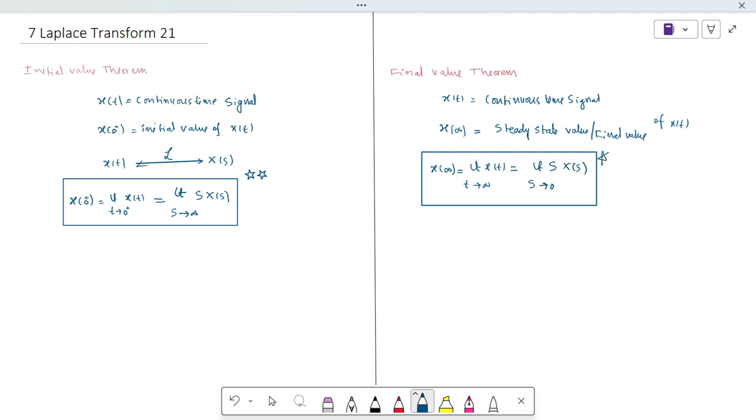So these are very, very important theorems. So that is about the properties of the Laplace transform. In the next class, we are going to discuss problems based on these properties.